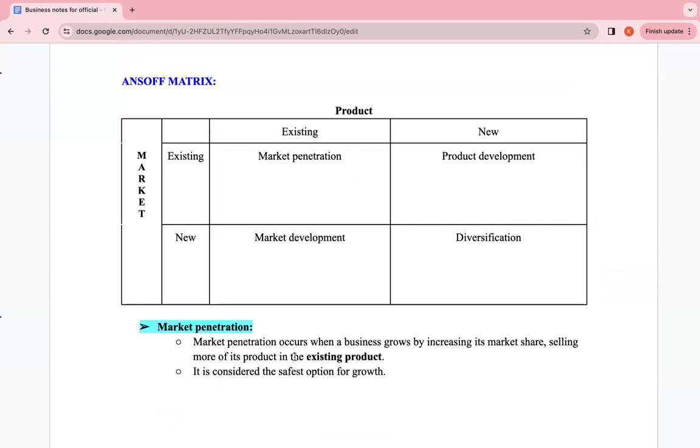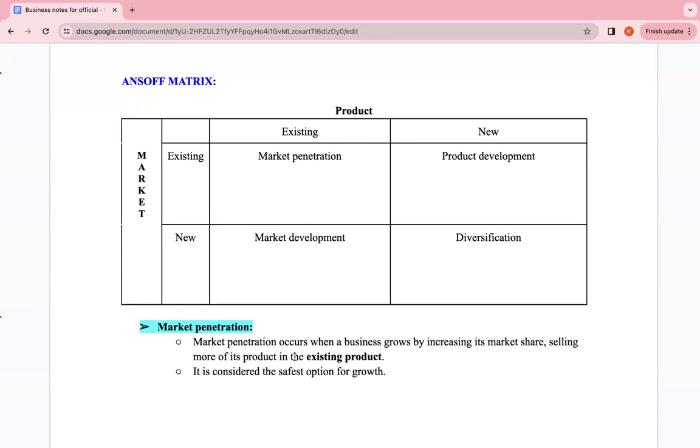If you're using the same product but in a new market, so you're basically selling, let's say we're talking about cosmetics, I'm just using an example. You're selling cosmetics in the US, but you decide to sell them in India. So this is the same product, but you're selling them now in a new market. So it's market development. So always remember that basically it's market development.